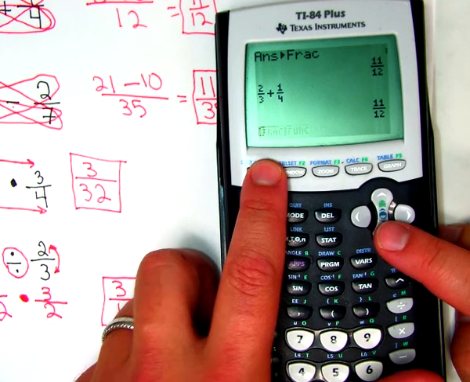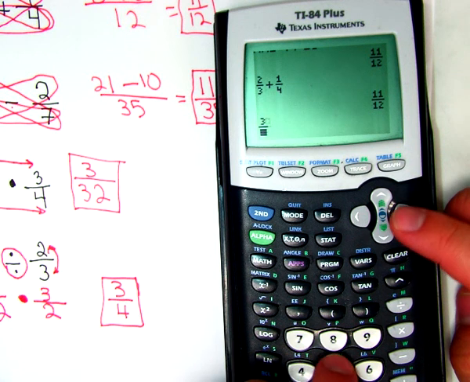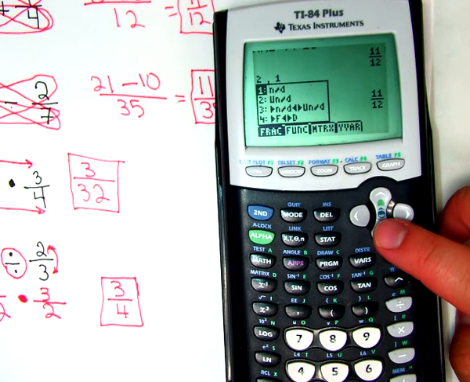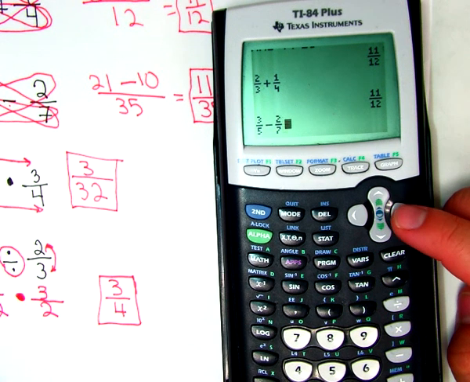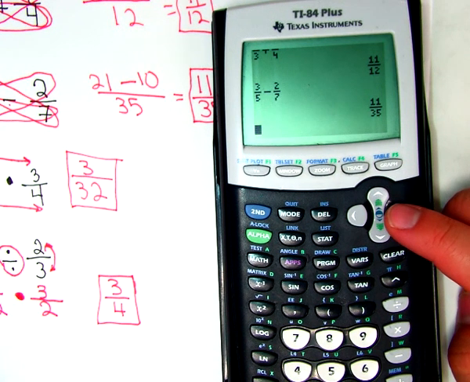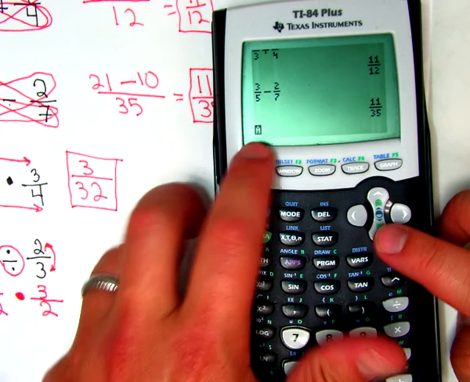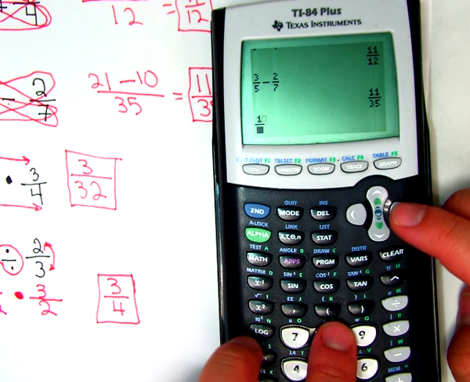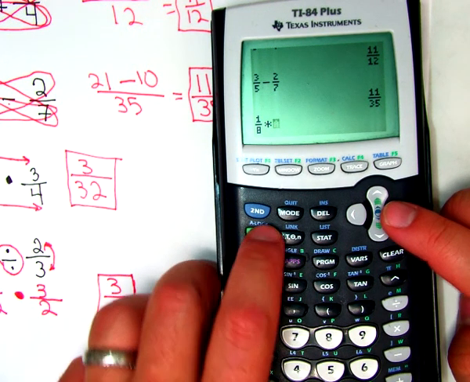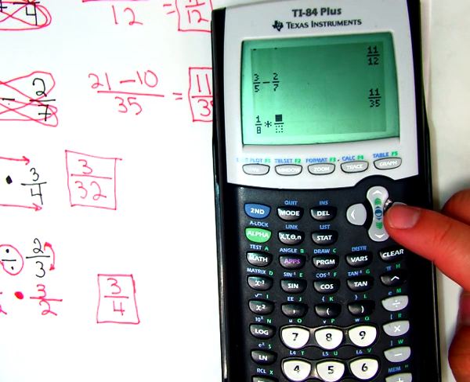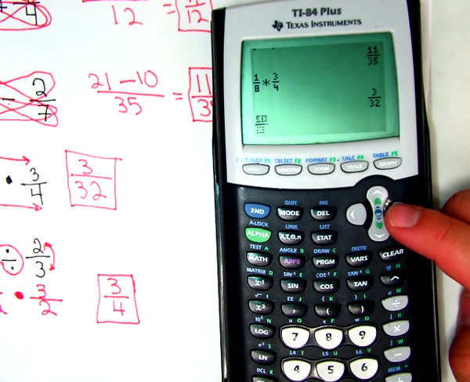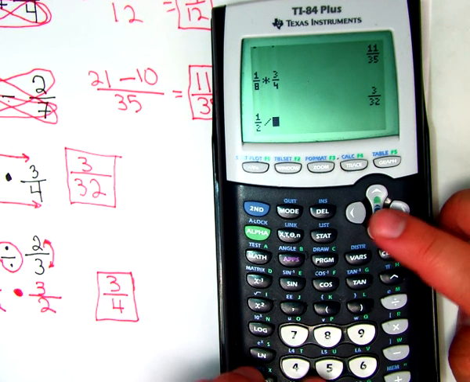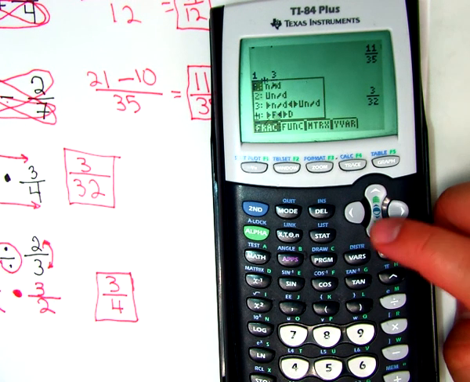So we go alpha 3 over 5 minus alpha alpha y equals 2 over 7, and that is 11 over 35. Same thing here, alpha 1 over 8 times alpha 3 over 4. Okay. And then for the last one, alpha 1/2 divided by alpha 2 over 3.